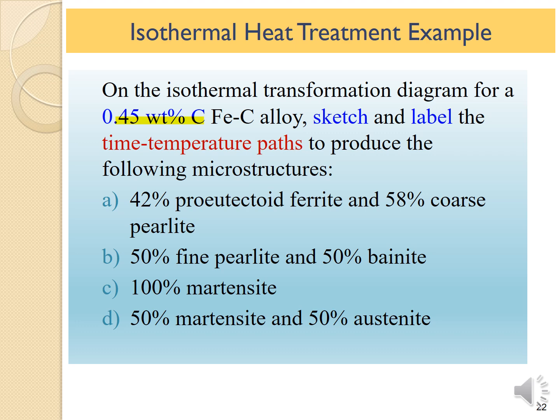So remember, now we have 0.45% carbon, which is not the eutectoid composition we saw earlier. So the first question: we need to have 42% pro-eutectoid ferrite and 58% coarse pearlite. I think it's worth bringing out the equilibrium phase diagram one more time to see where the composition line is and what the pro-eutectoid ferrite and the pearlite are.